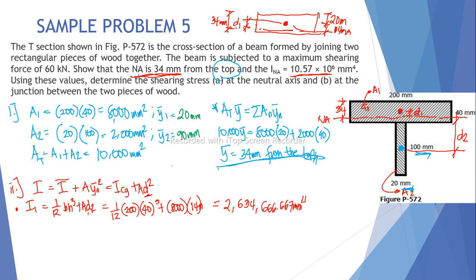2,634,666.667 millimeters to the fourth. So be careful with your units. Here we use millimeters for I, and for our shearing force it should be in newtons.